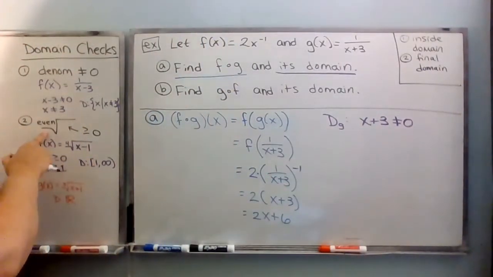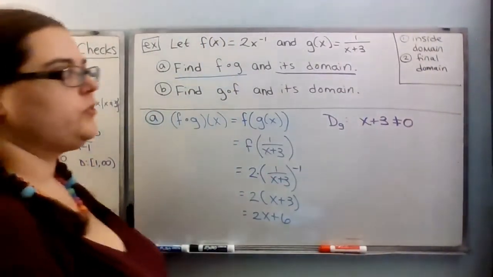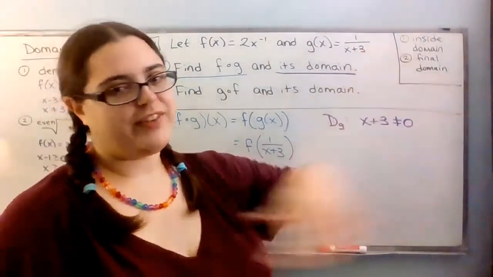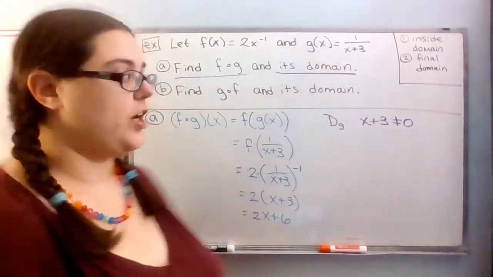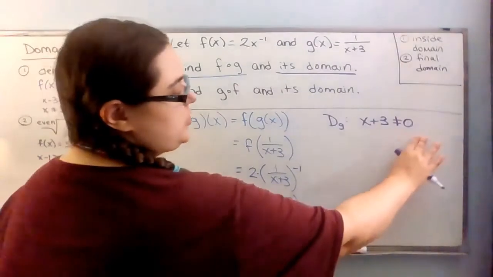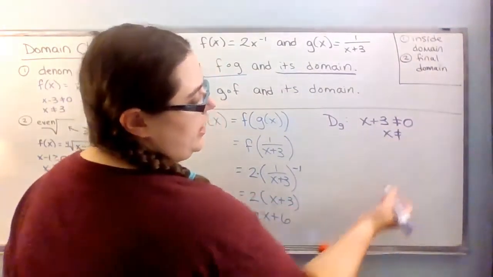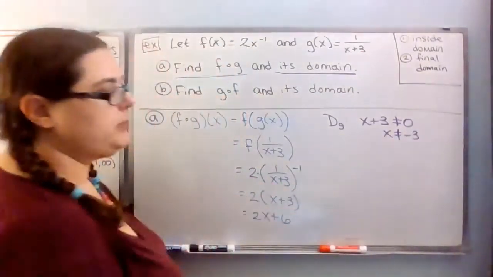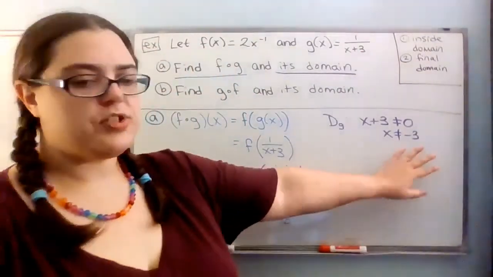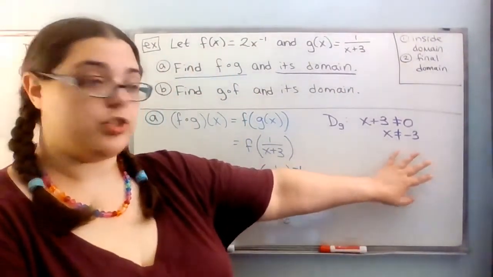And then my second check is for an even radical. There are no even radicals in this function, so I don't have to worry about that second check. So if x plus 3 is not 0, we can subtract 3 from both sides so that x does not equal negative 3. So this is the domain of our inside function.